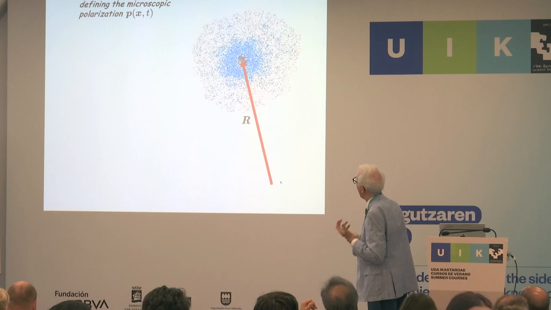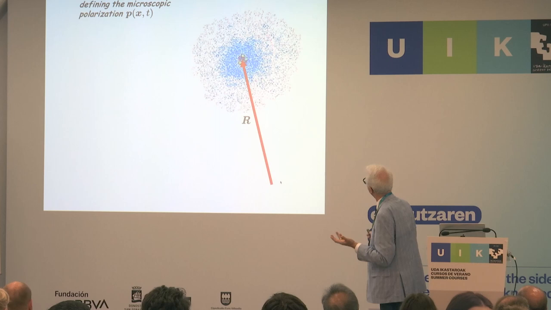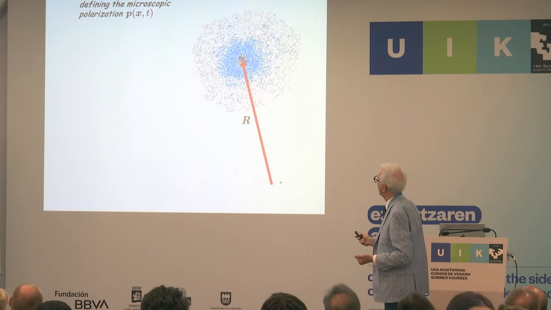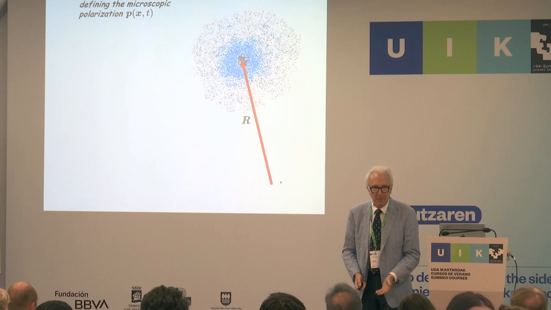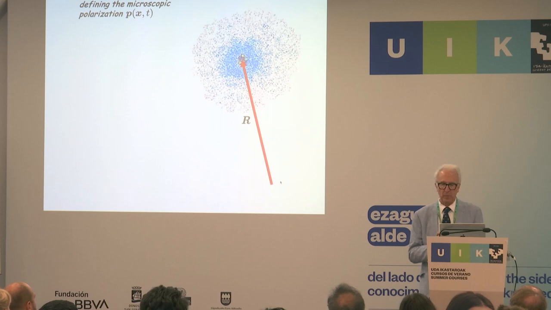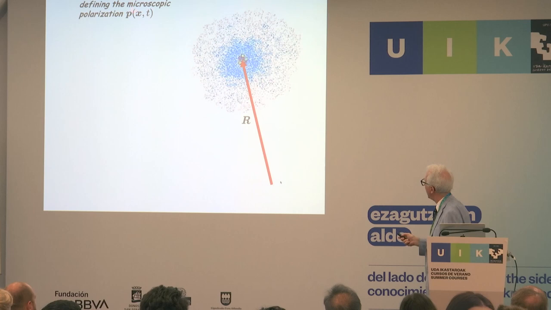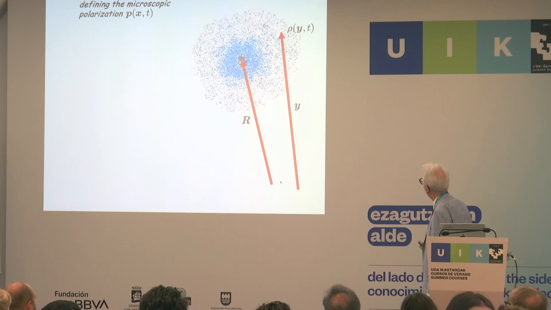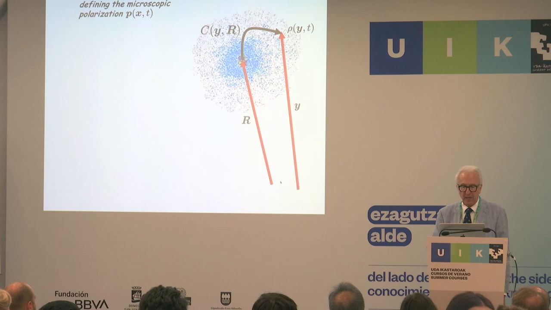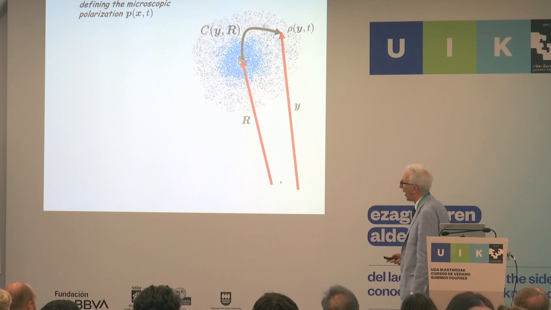Here's my sketch of an atom. Of course, there's a nucleus, and this is some kind of sketch of the charge distribution. Maybe this charge distribution will change in time because there's a field applied. How am I going to define a microscopic polarization? Well, here at least is one way to do it. I want to look at a polarization at a point X. Let's look at every point Y for which there is some charge density, and then construct a path from my nucleus to that point Y. In principle, this can be any path you want.